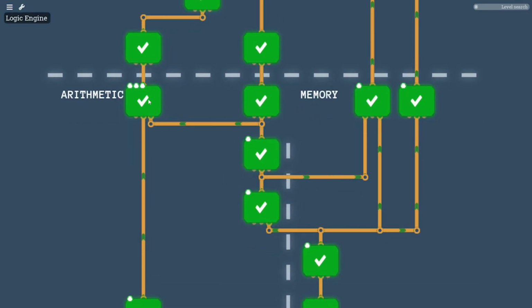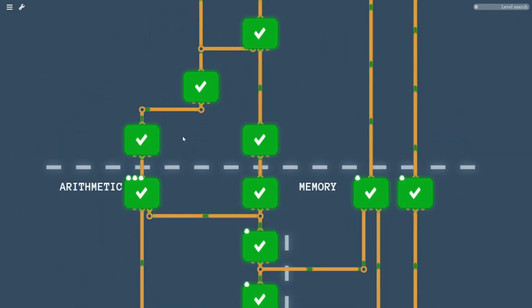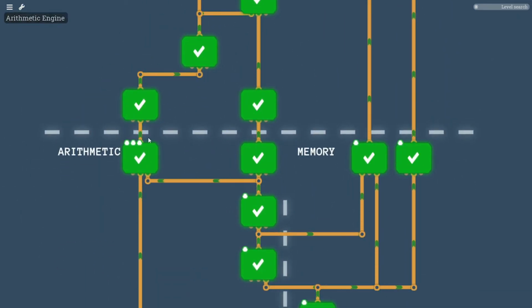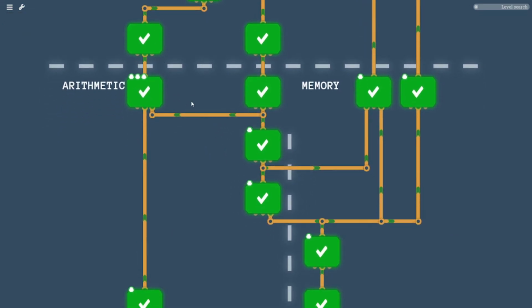And I believe Logic Engine used to be under CPU architecture. I think this used to be pushed up here, so I'm not sure why it's now down in Arithmetic. Maybe I'm wrong. Maybe it has always been in Arithmetic. I don't know. But our Logic Engine is still working just fine.